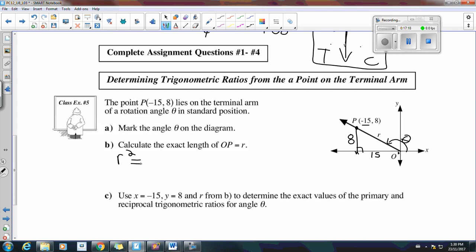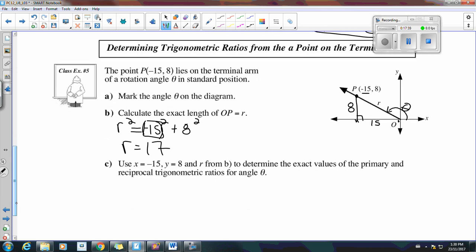O to P is the same as the radius, so I can put r squared is 15 squared plus 8 squared. Whether you use negative or positive 15 here doesn't matter, as long as you're squaring it, it's going to end up positive. So we can all do the Pythagorean theorem. This gives us the fact that r is 17.